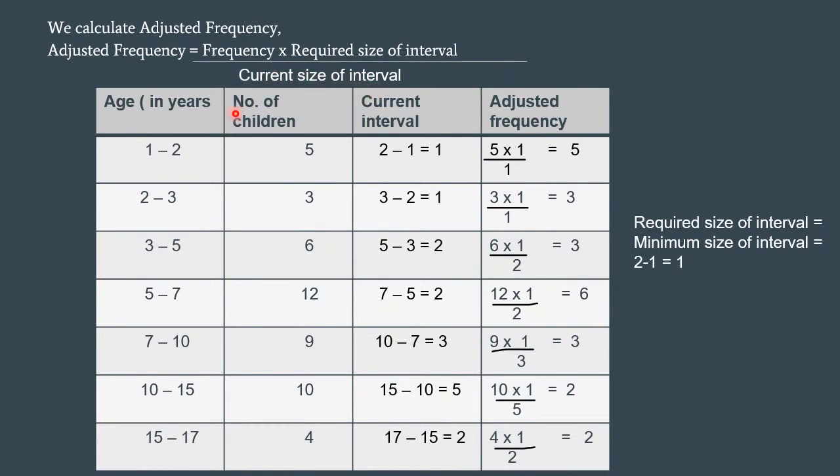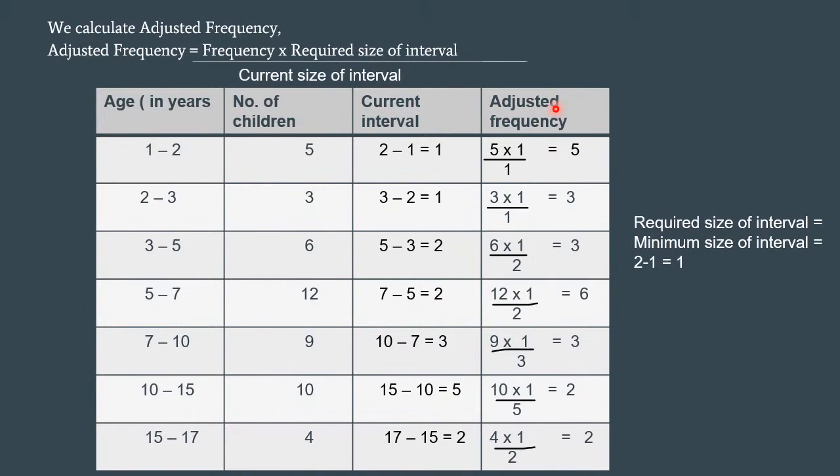Then current size of interval will be 2 minus 1, 1. 3 minus 2, 1. 5 minus 3, 2. It is the current interval. 7 minus 5, 2. So we need to form a table: age in years, number of children, current interval and adjusted frequency. Then you should find current interval by subtracting lower and upper limits. 2 minus 1 will be 1, 3 minus 2, 1, 5 minus 3, 2, 7 minus 5, 2, 10 minus 7, 3, 15 minus 10, 5, 17 minus 15, 2.